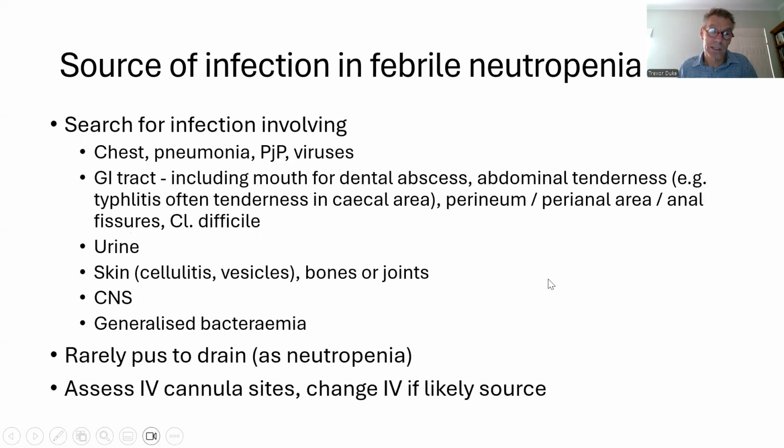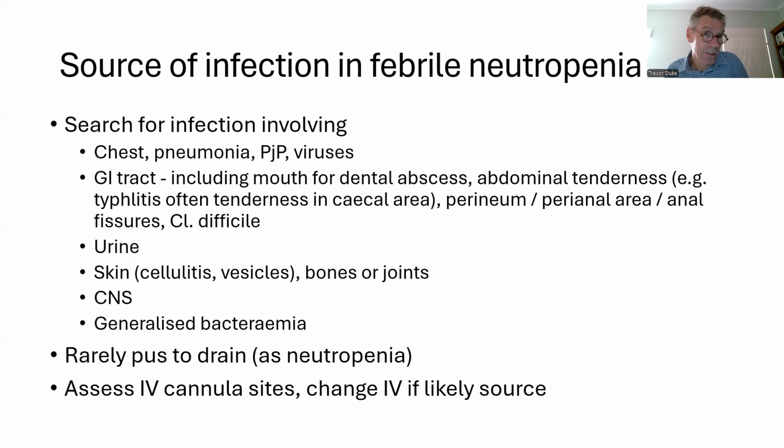You should search for the source of the infection, and children who've got febrile neutropenia can have infections in lots of different places, some the same as children who don't have cancer, but in some other places as well, and different sorts of infections. Certainly in the chest, they can have pneumonia, they can have pneumocystis because they're immunocompromised, or they might just have a respiratory virus like any other child.